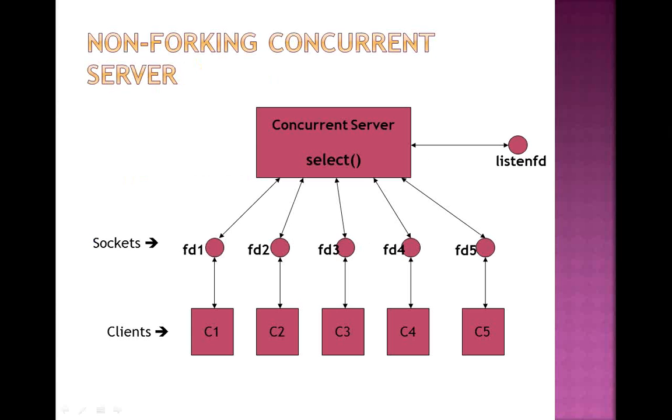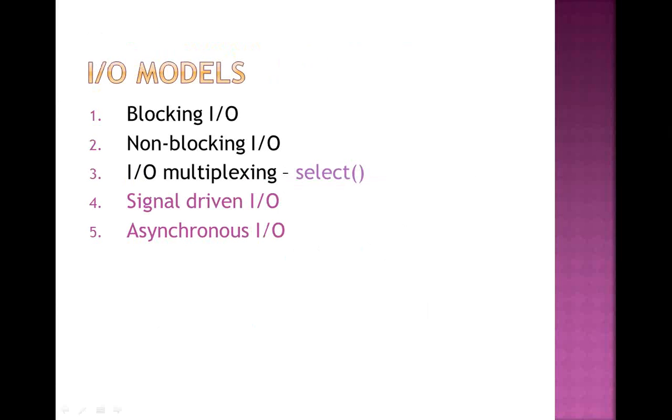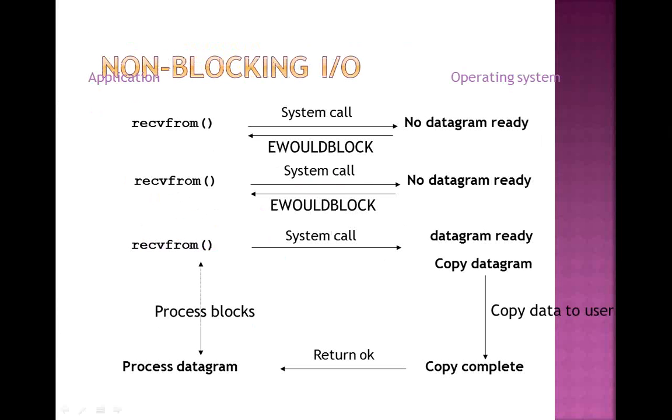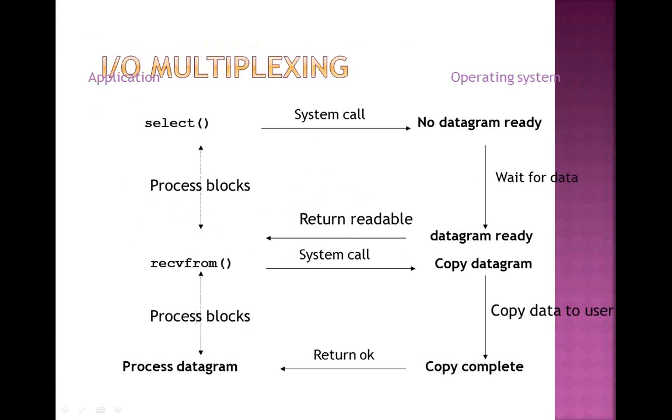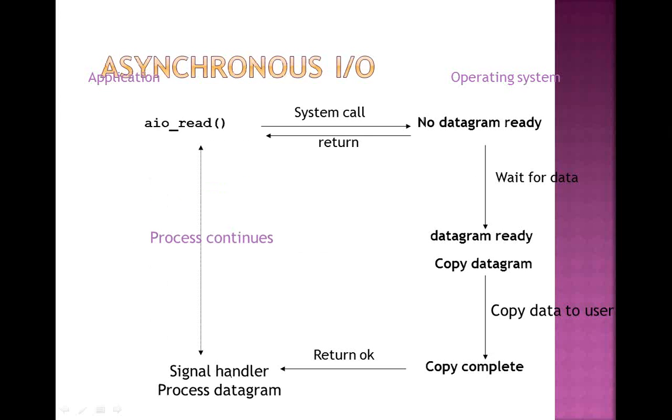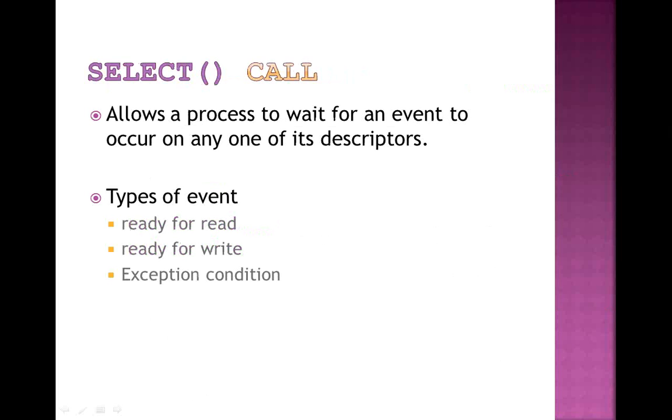Then we discussed the next topic, that is concurrent programming with input-output multiplexing. That is, what input-output multiplexing is, fork server, input models, blocking input-output, non-blocking input-output, input-output multiplexing, signal-driven input-output, asynchronous. Then we discussed different system functions, that is a system call that allows a process to wait for an event, if any event occurs.